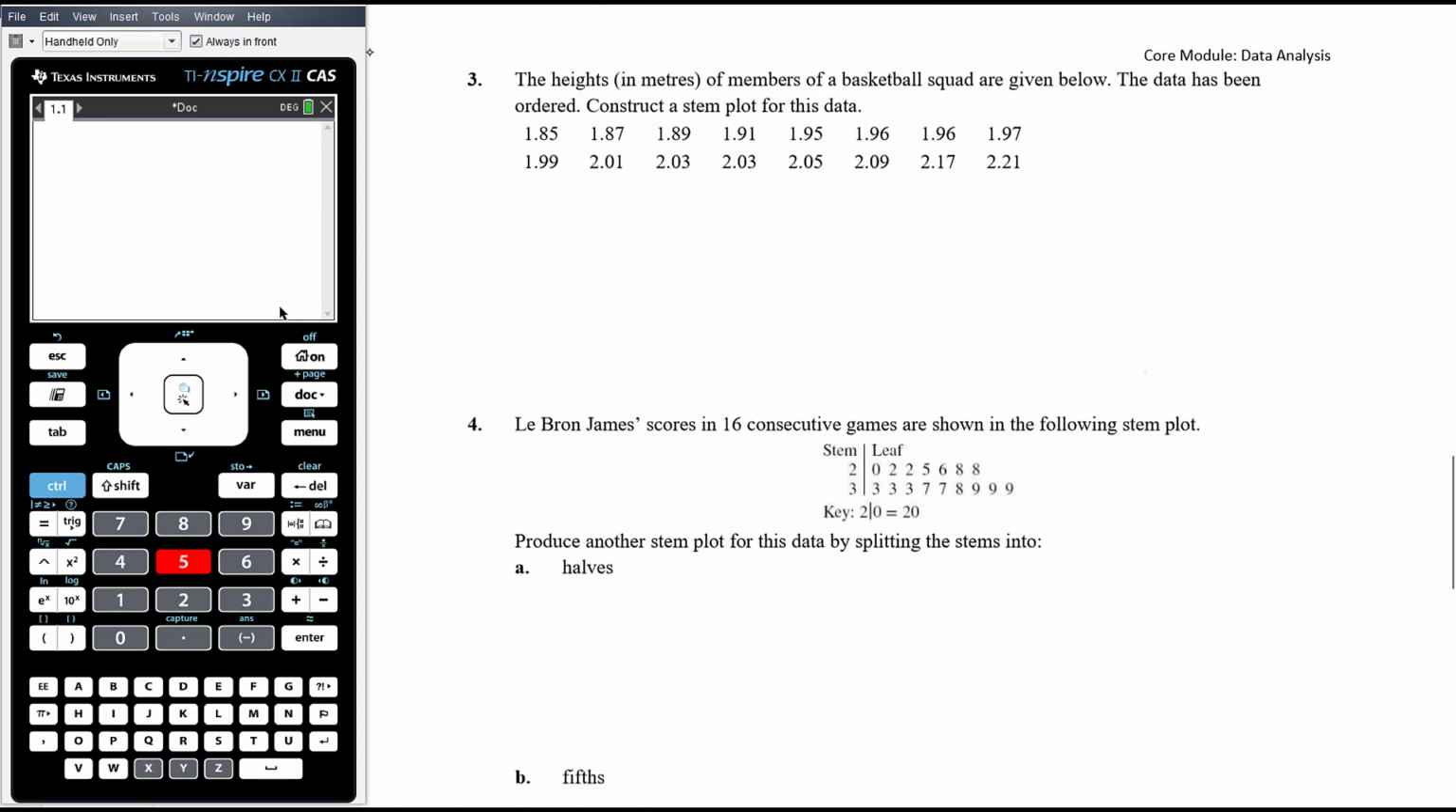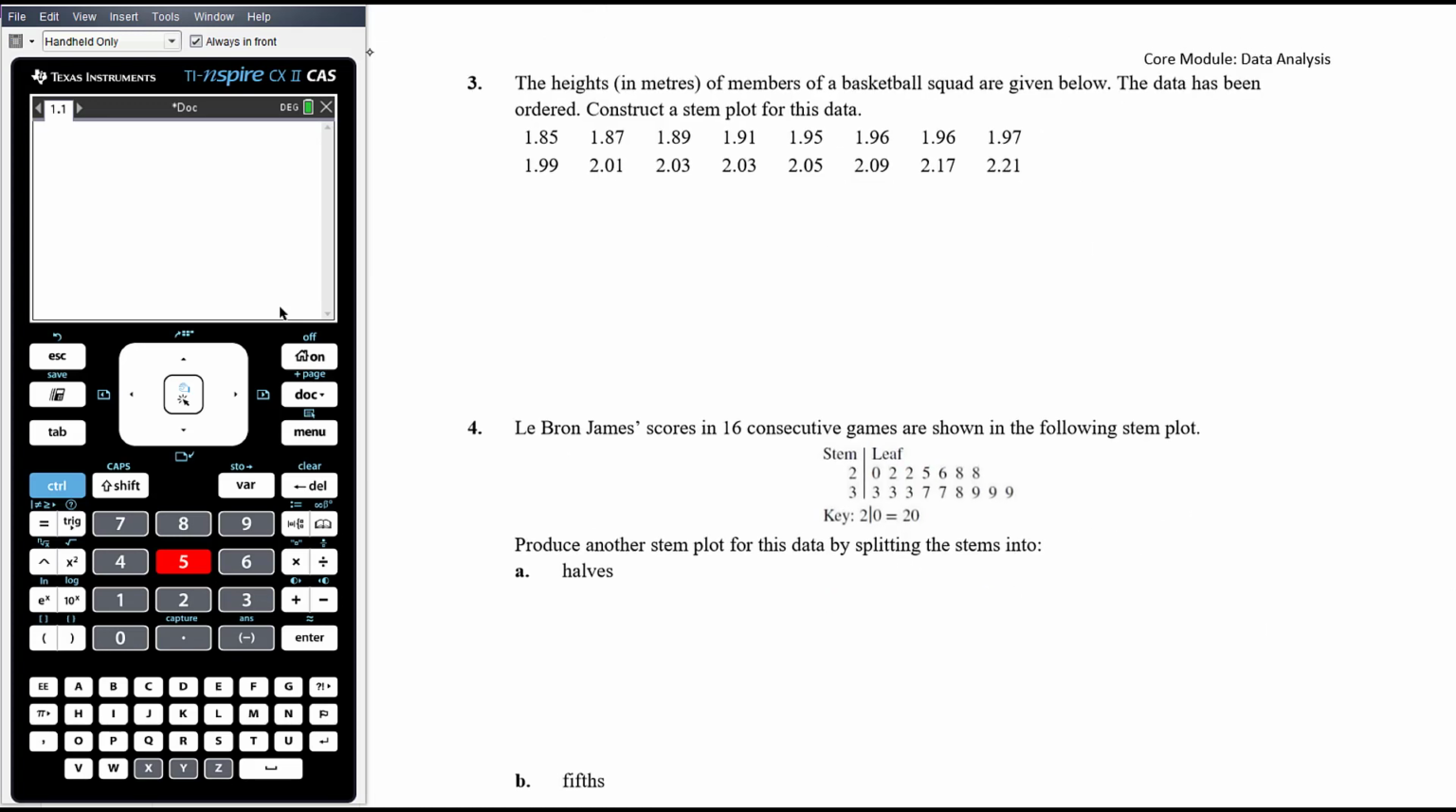Okay, question 3 here. The heights in meters of members of a basketball squad are given below. The data has been ordered, so it's already in order here. That helps, that makes the stem plot construction much more efficient. Construct a stem plot for this data. Okay, so again, they're all numbers to 2 decimal places. It's going to have to be the second decimal place, the hundredths digit, that forms the leaf.